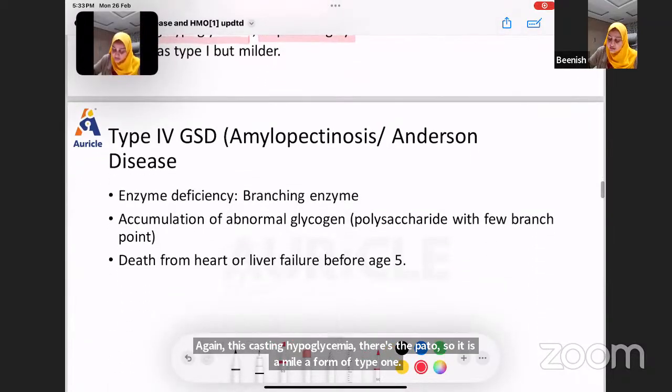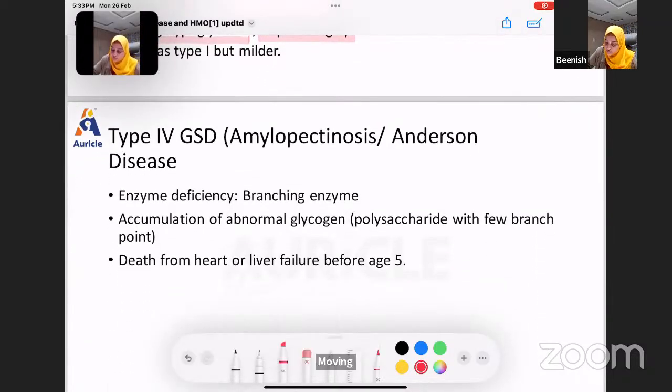Moving forward, we have type 4 glycogen storage disease, which is also known as amylopectinosis or Anderson's disease. The enzyme deficient here is branching enzyme, with accumulation of abnormal glycogen. So here the branching enzyme is deficient, so your branches are not being able to form.